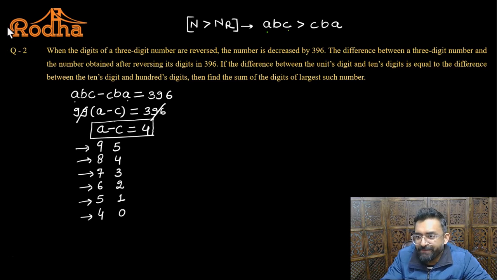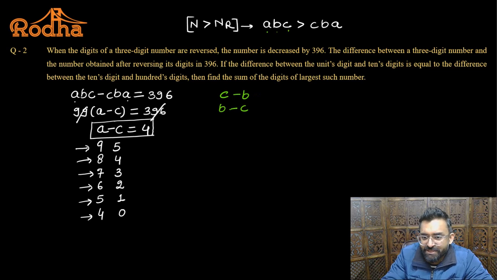I have mentioned it twice, so I'm sorry. The difference between the unit digit and the 10 digit. What is the unit digit? C, and the 10 digit is B. So C minus B or B minus C, the difference is given. So we have to take both the cases I just told you, is equal to the difference between the 10th digit and the 100 digit. So that is what I'm trying to say here.